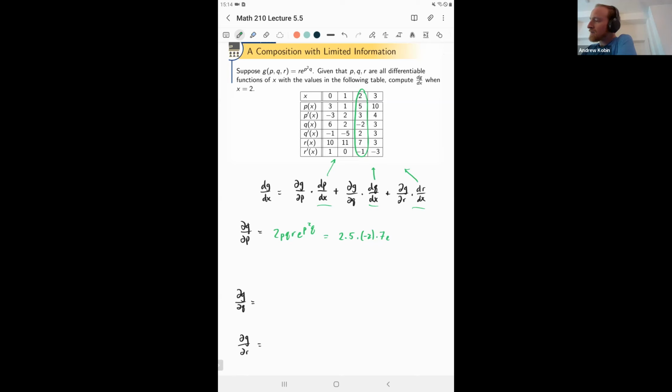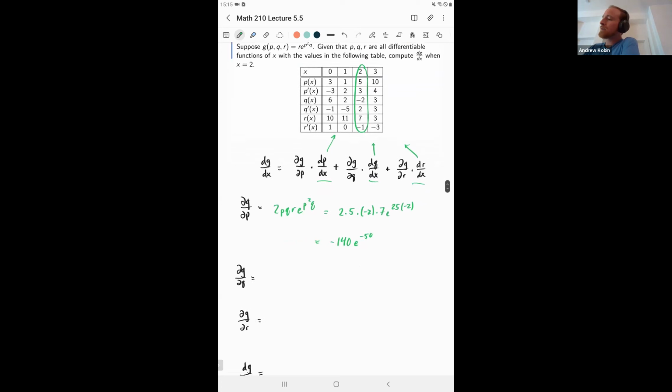p squared, I said p was 5, so that's going to be 25, and then q was -2. So the exponent every time will be -50. Just keep that one in your back pocket. Let's simplify this a little bit. We have 2 times 2 times 5, that's going to be 20, or -20 in this case, times 7, that's going to be -140, times e to the -50. And keep in mind that e to the p squared q, when we plug in x equals 2, will always be e to the -50.